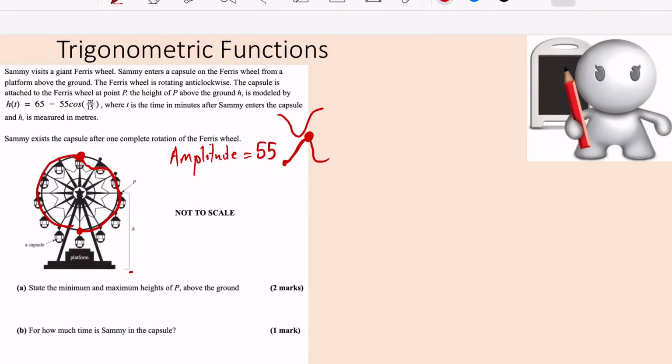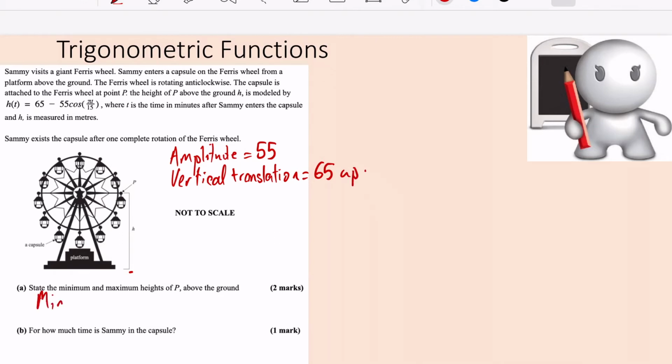Regardless, amplitude is 55. Remember, the amplitude is the distance away from its center, so distance is always a positive value. And what else do we have? Well, we have the vertical translation of 65 up. So state the minimum heights.